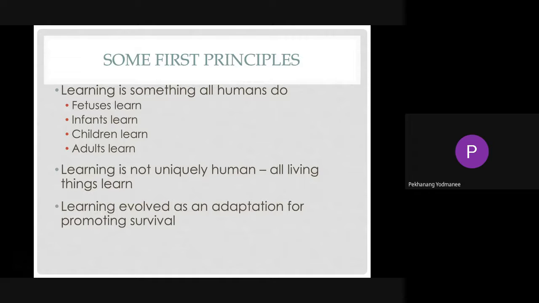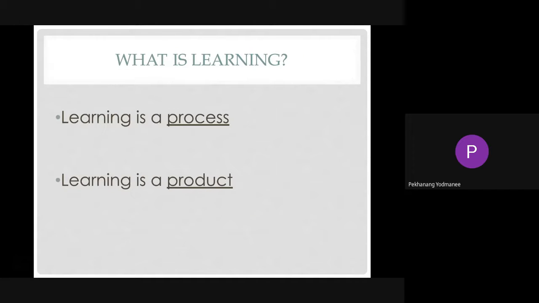Some first principles. Learning is something all humans do. Physicists learn, infants learn, children learn, adults learn. Learning is not uniquely human. All living things learn. Learning evolved as an adaptation for promoting survival. What is learning?